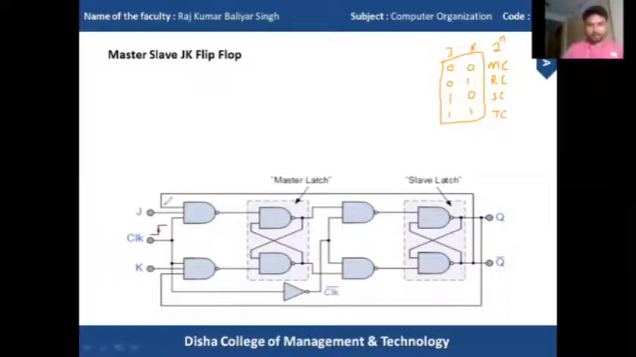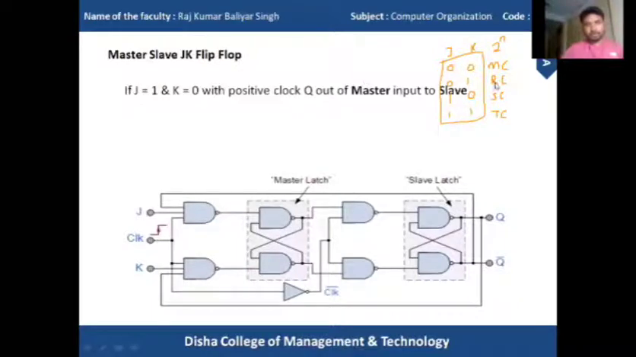So let's see, here we can supply this value. Okay, suppose we supply J equals 1 and K equals 0, I am talking about this line, with a positive clock value. That means the clock supplied to this device is 1. Q out of master is the input to the slave. That means whatever the result at the Q side, that will be the input to this slave. The slave will receive only the Q value, not the Q naught value.